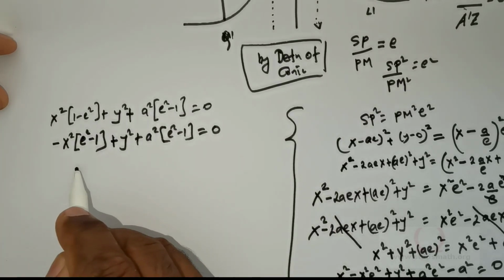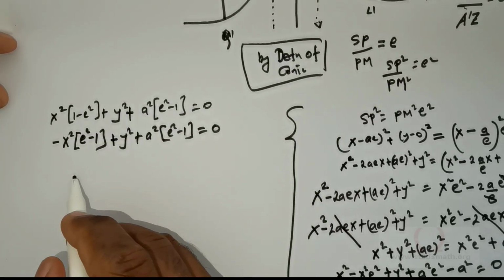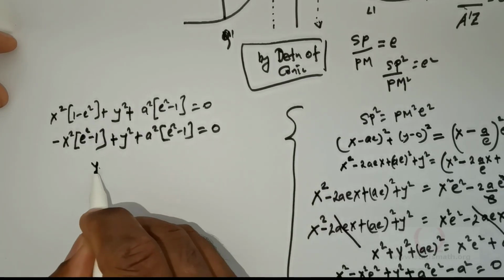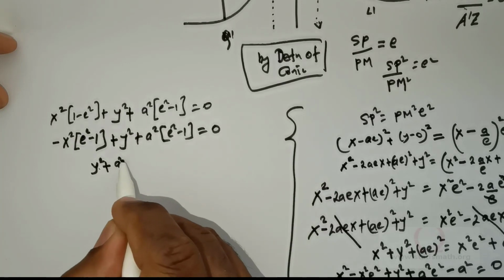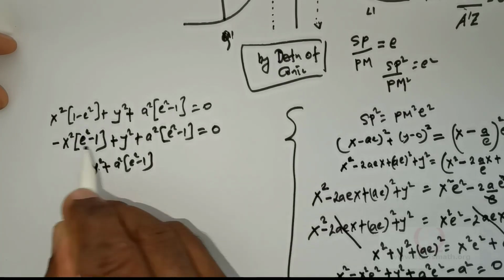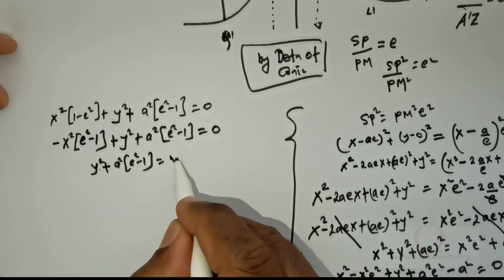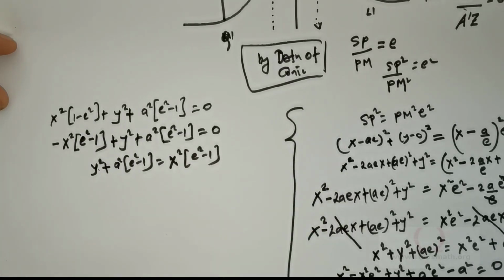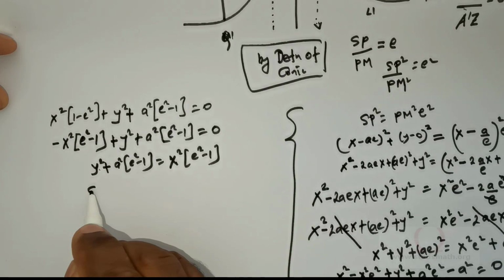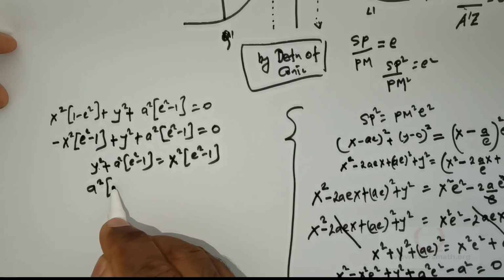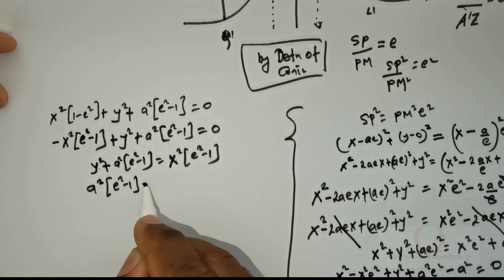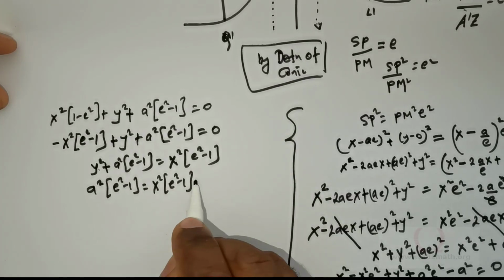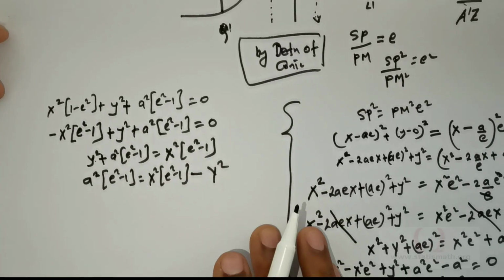Keeping this term like this, I can rewrite y squared plus a squared of e squared minus 1. I want to move this to the right, so that's going to be x squared of e squared minus 1. Now I want to move this y squared to the other side, so it's going to be a squared of e squared minus 1 is equal to x squared of e squared minus 1 minus y squared. So this is what I've got.